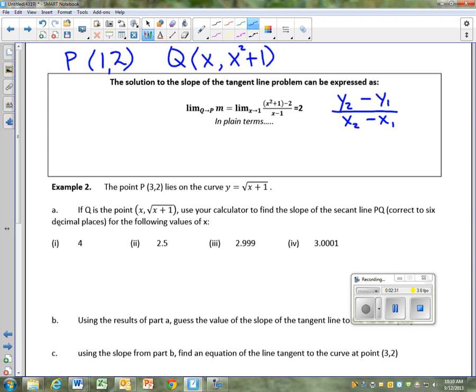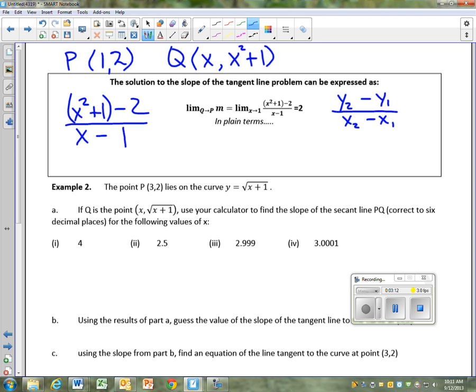So this says that Q approaches P. The limit as Q approaches P of M is equal to this. M is the slope. Watch where I get this. What is y sub 2 here? x squared plus 1, minus, what is y sub 1? 2, divided by, what's x sub 2? x minus 1. Would you agree that that represents the slope?